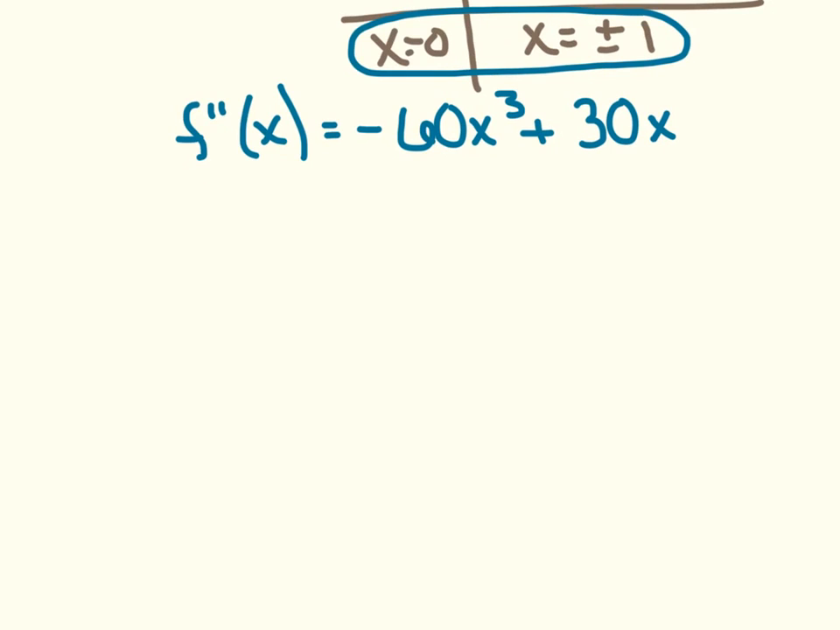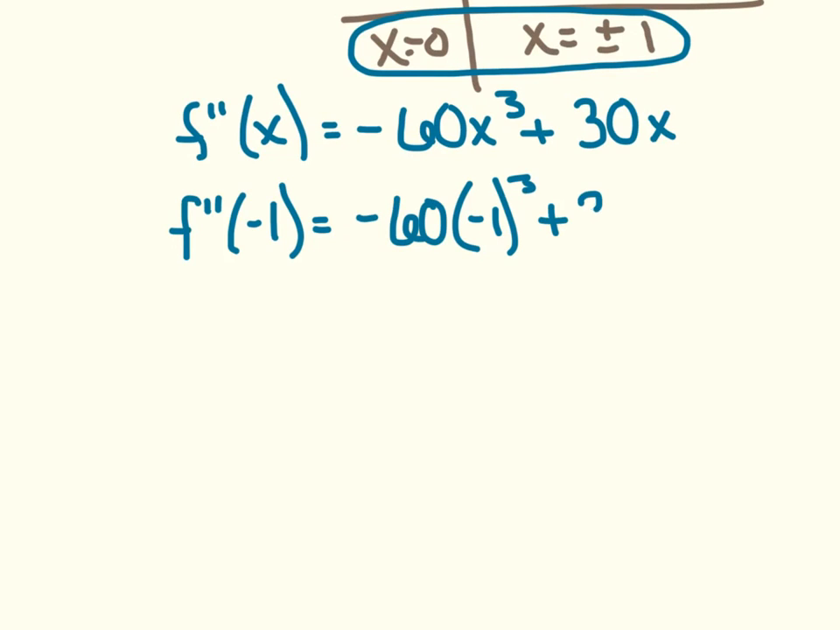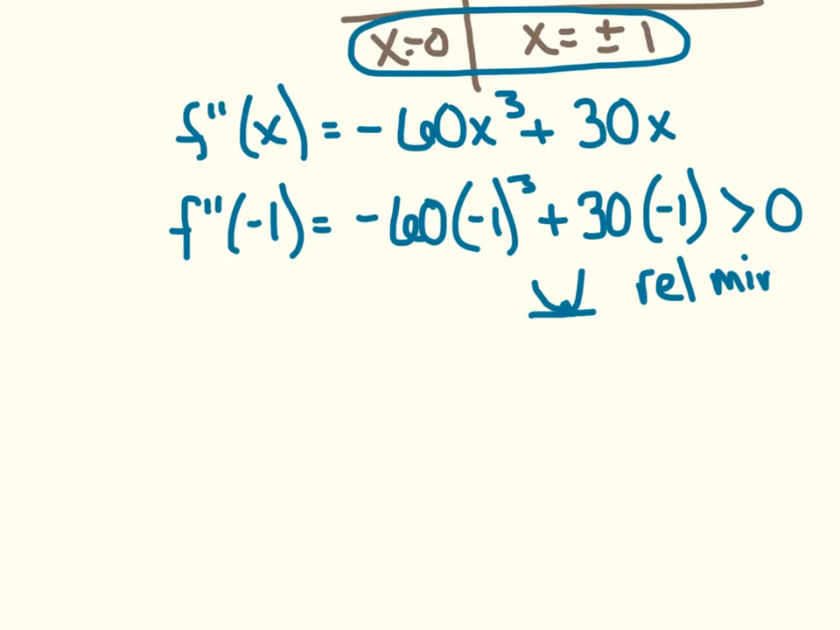Okay, first things first, I'm going to plug in f double prime of negative 1. And let's see, I'm really just trying to figure out if I get a positive or negative answer. And I think this turns out to be positive 60 minus 30. And I'm definitely getting a positive answer. So what we know is the function's concave up with a horizontal tangent line, and we've got a relative min at x equals negative 1.